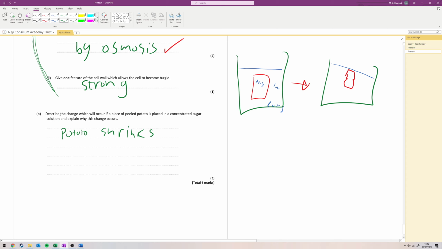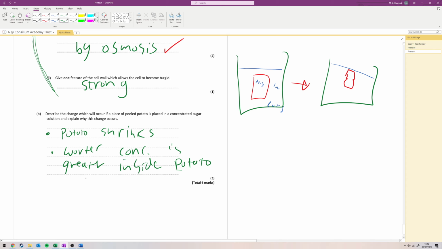Okay, so it says describe the change that will happen and then say why. So the change that happens to the potato is it gets smaller. Okay, why? Because the water concentration is greater inside the potato than outside of the potato. So water leaves the cell via osmosis. So let's say water concentration is, you actually get 1 mark for saying water concentration or sugar concentration is greater inside the potato. Really, you should say inside the potato cell.